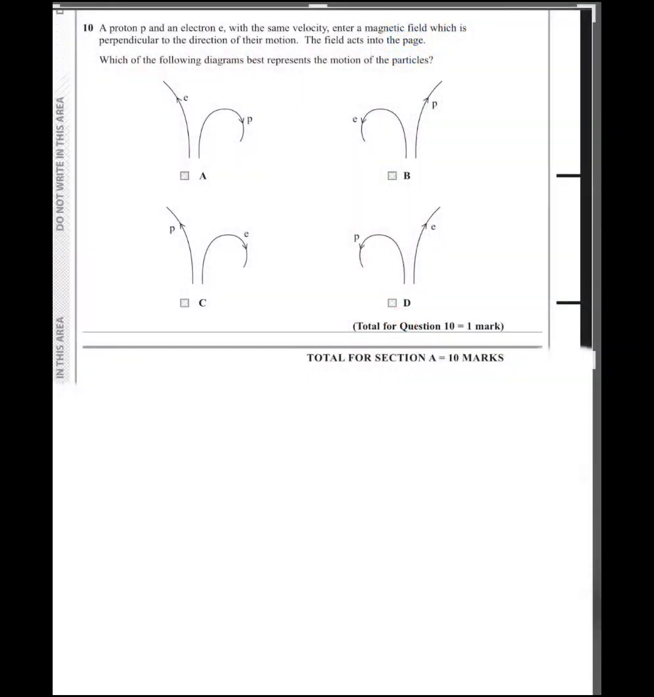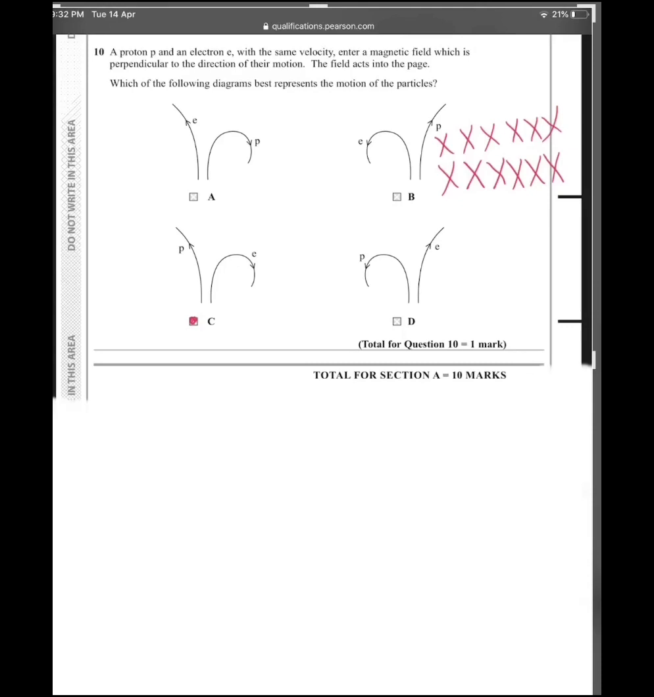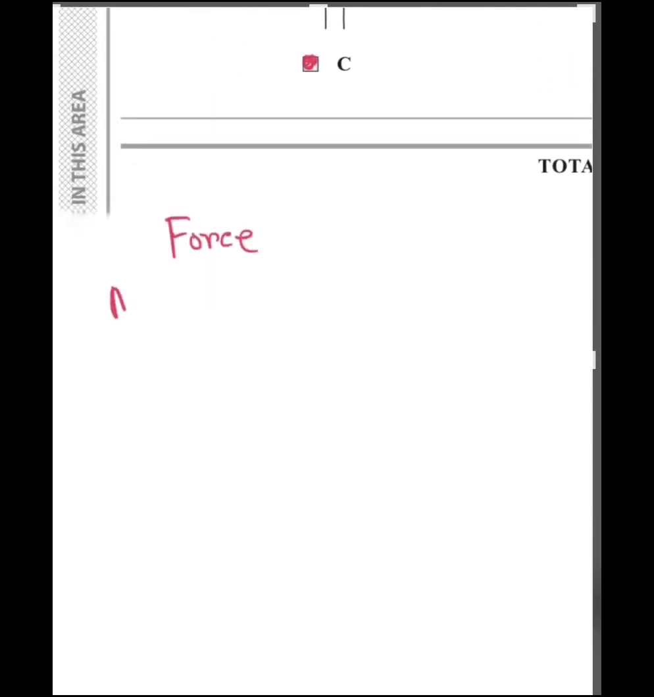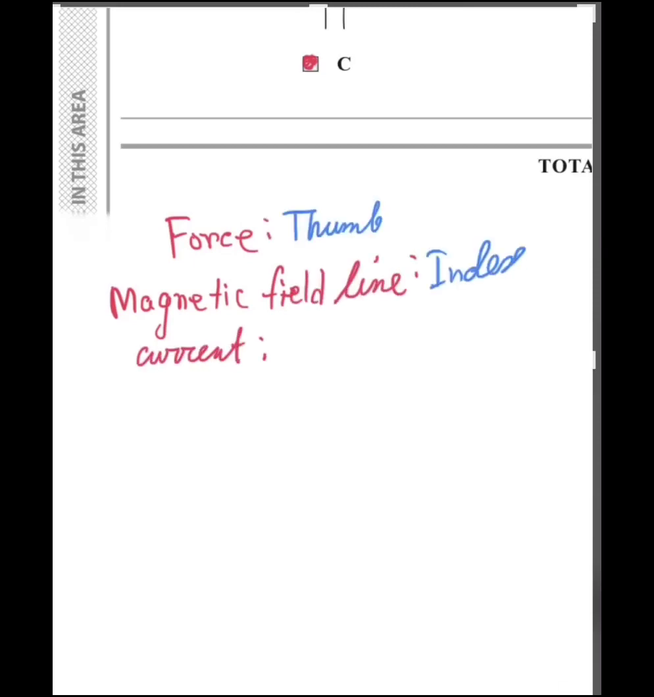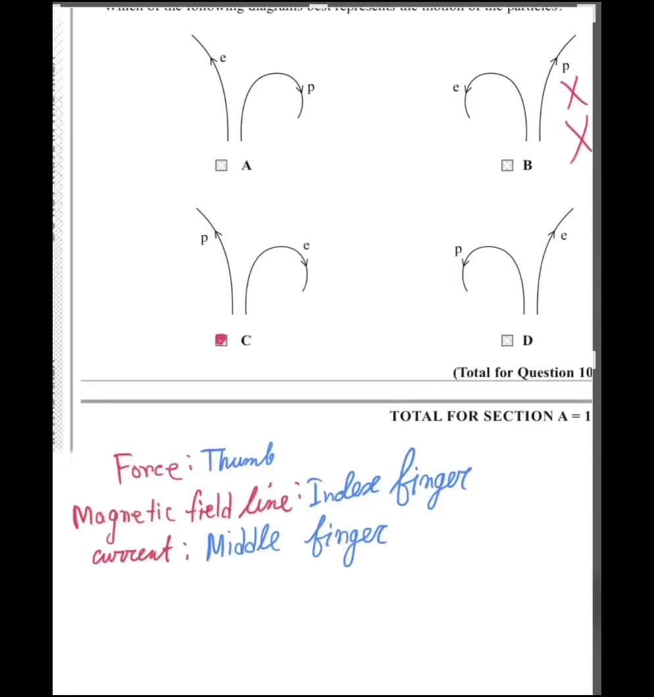A proton P and an electron E with the same velocity enter a magnetic field which is perpendicular to the direction of motion. The field acts into the page. Which of the following diagrams best represents the motion of the particles? The mark scheme says that the answer is C. Let's verify it by using Fleming's left-hand rule.